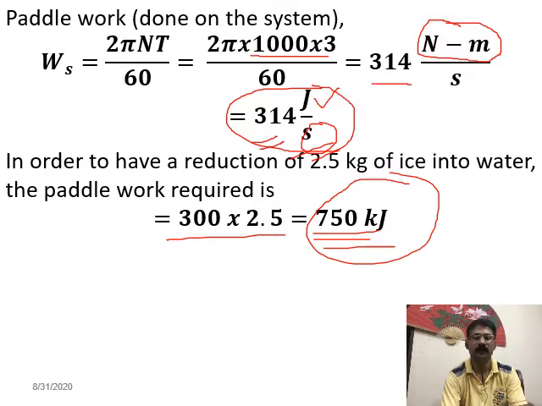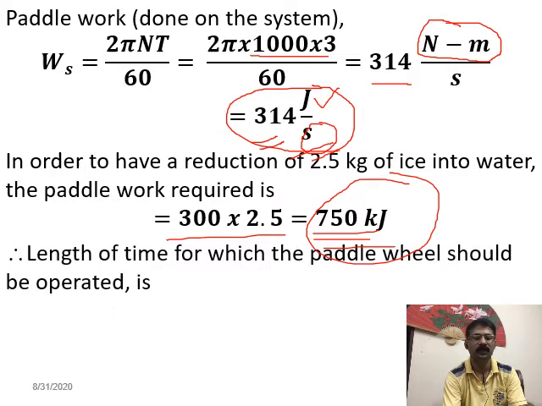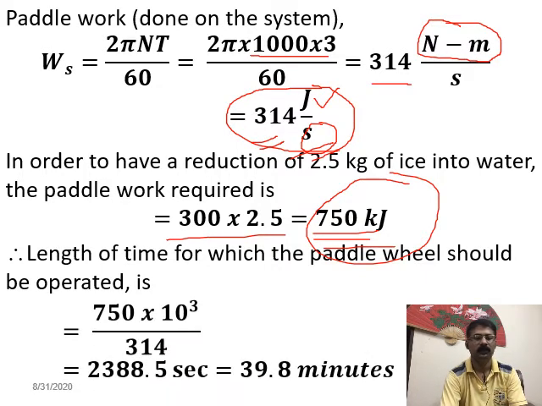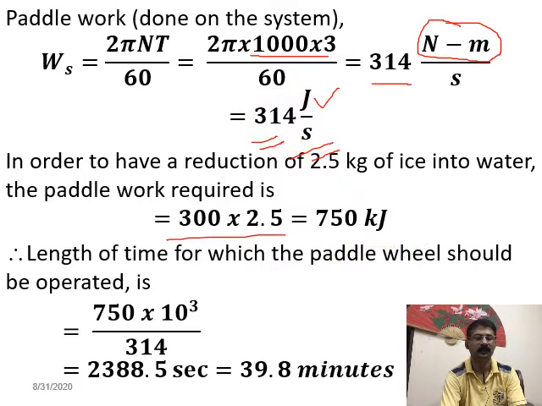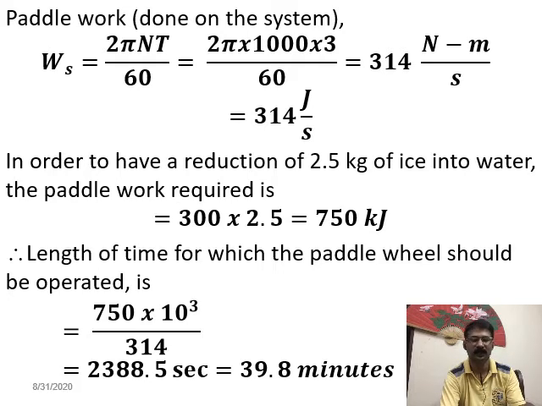But make sure that this is in kilojoules and this is in joules, so this kilojoules should be converted into joules. So therefore the length of time for which the paddle wheel should be operated is 750 times 10 to the power 3 divided by 314, right? So that you will get it as 2388.5 seconds or 39.8 minutes.